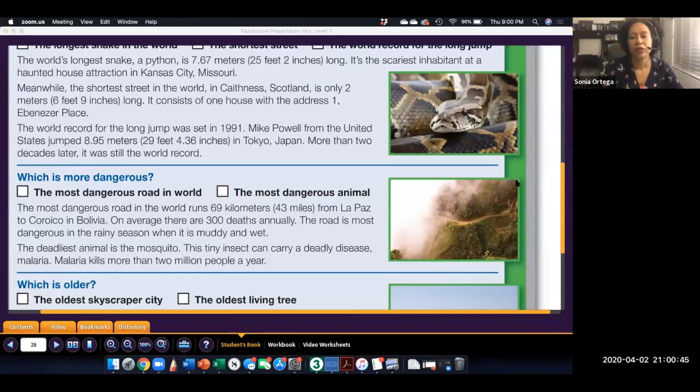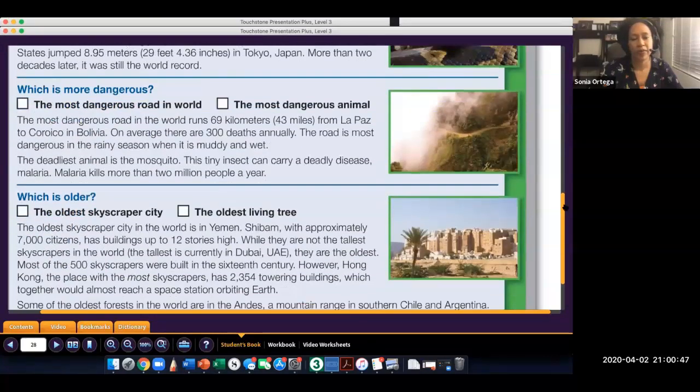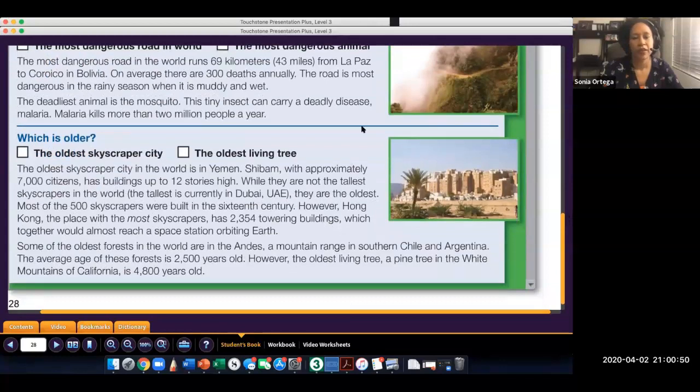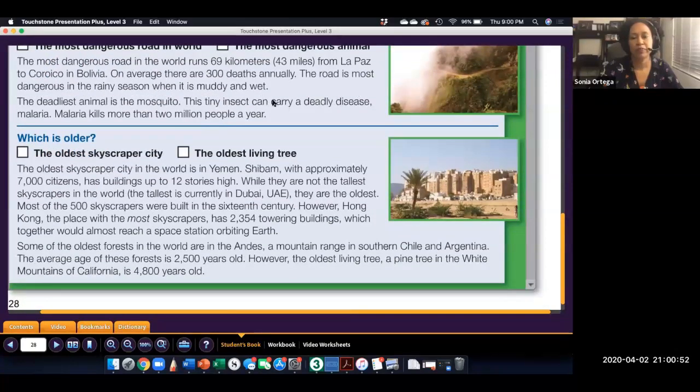The next one, which is older, and your answer should be this tree, 48,000 years old. So if you have any questions on any vocabulary here, please take a note and we'll go over it when we talk about this lesson on Zoom.